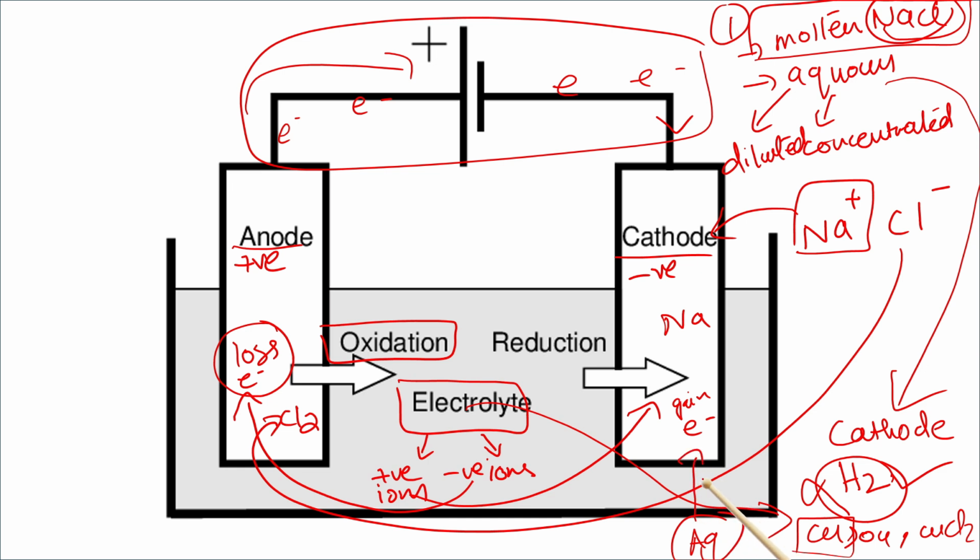So now let's come towards the concentrated. Okay, now that was the aqueous. I told you about the aqueous one. So for a cathode, even if it is dilute or concentrated, I already told you at the cathode you will get hydrogen.